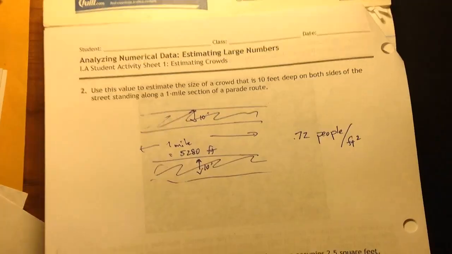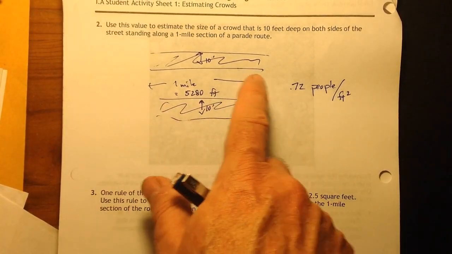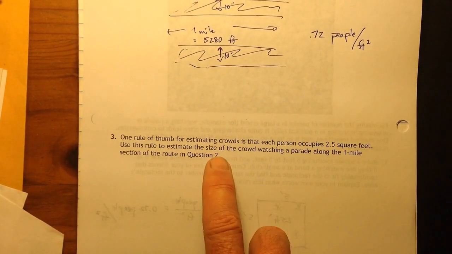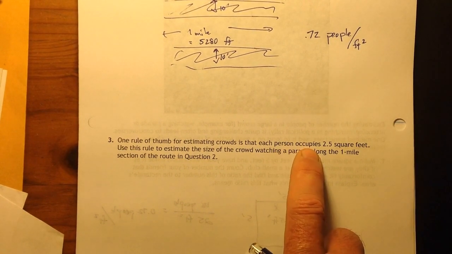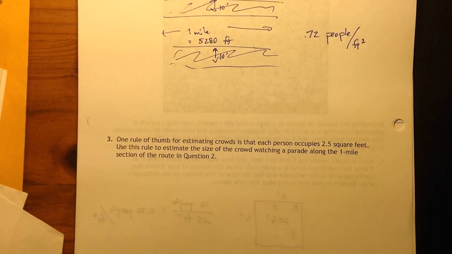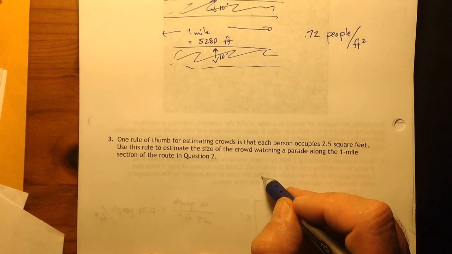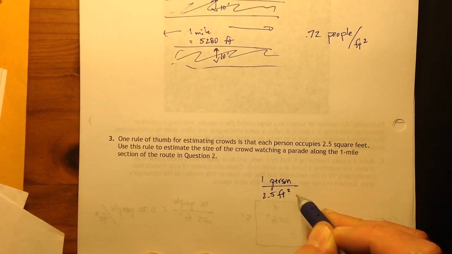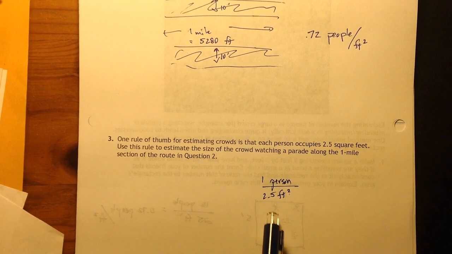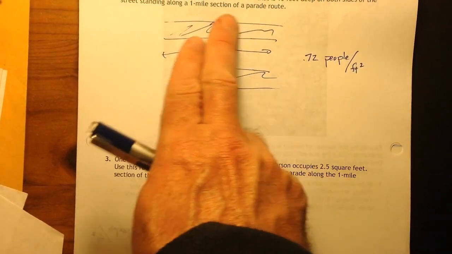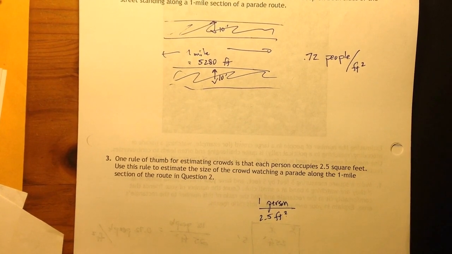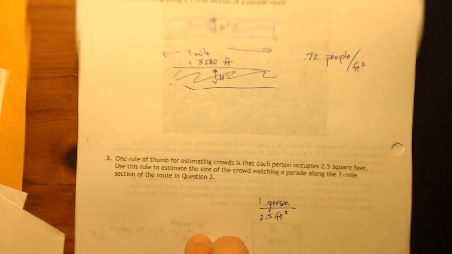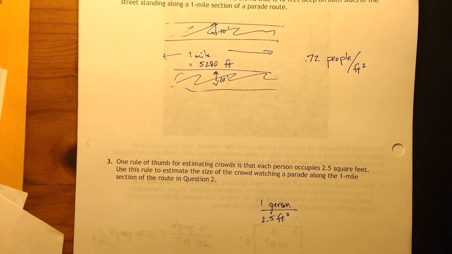Now we're going to use that same idea, still talking about the 1 mile stretch with 10 feet deep, but we're going to use a slightly different ratio. One rule of thumb for estimating crowds is that each person occupies 2.5 square feet. So one person per every 2.5 square feet. Use this rule now to estimate that same crowd. I will tell you that this is going to give you fewer people than it did up here. I'm going to ask you to put your answer for that one also in today's work.